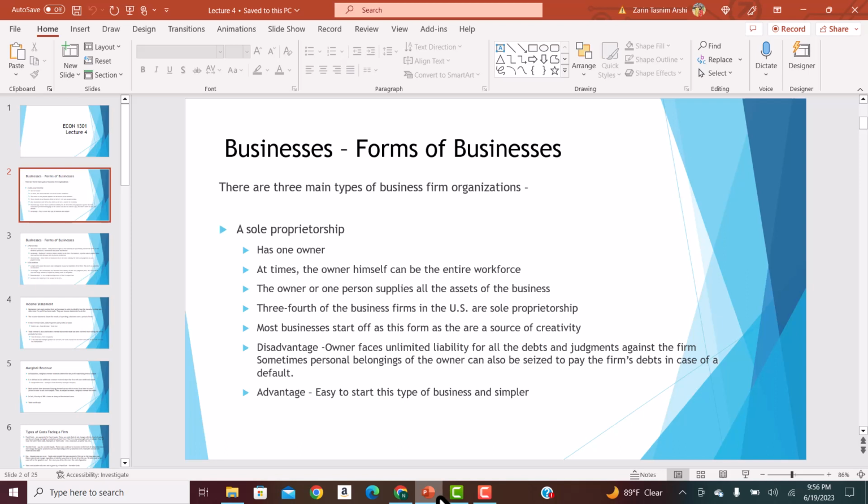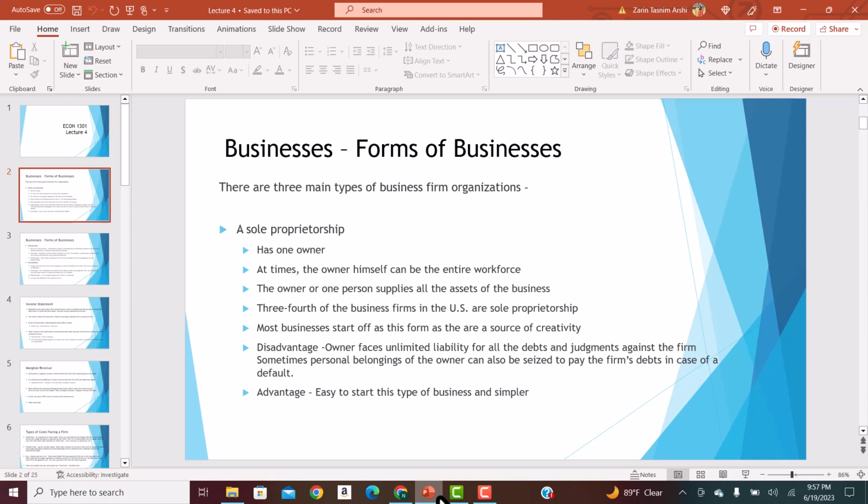Like, let's say I open up a CPA firm and I provide tax services and I do not have any employees, but I am the only one preparing taxes for my clients. In that case, I am providing accounting services and I'm forming a sole proprietorship where I am the only employee and I provide the services to my customers. So that's a sole proprietorship, but there are times when a sole proprietorship can have employees.